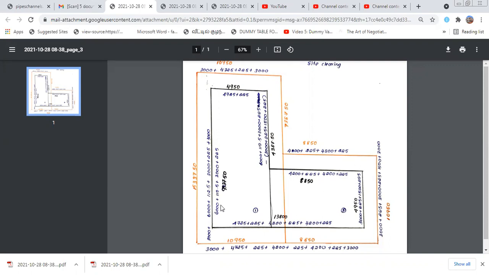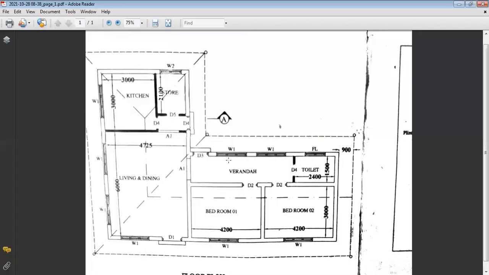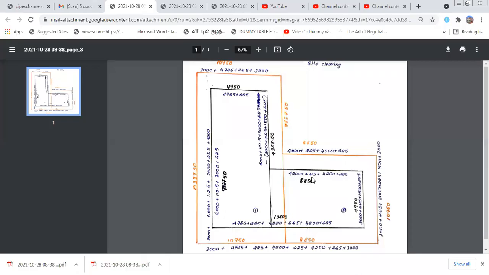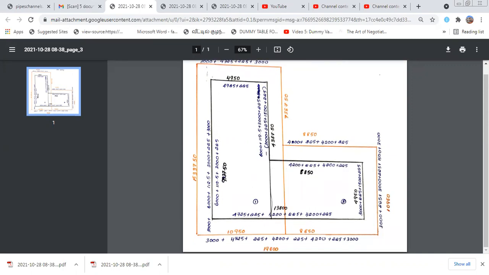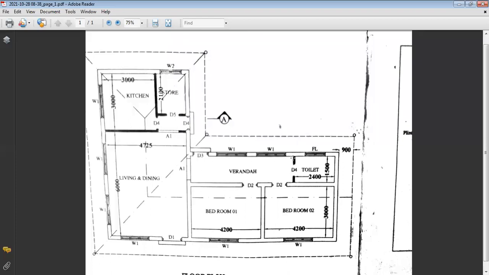Same as here, 4,200. We will move to the drawing: 4,200 plus 225 plus 4,200 plus 225 divided by 2 plus 225 divided by 2. Here 4,200 plus 225 plus 4,200 plus 225. This is for this part of the way. Okay, you can move here. This one, 3,000 plus 225 plus 1,500, plus 225.